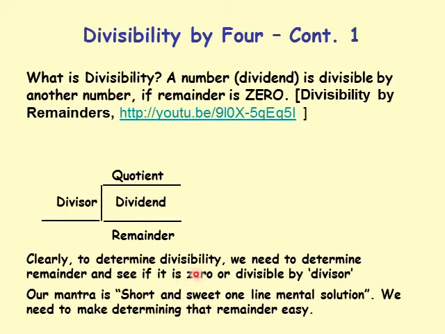A nominal remainder is 0, or an altered remainder is divisible by the divisor. Our mantra is short and sweet, one line, mental solution. So we need to make determining that remainder easy. We have to find our remainder easily and do so without dividing. Let us continue here.